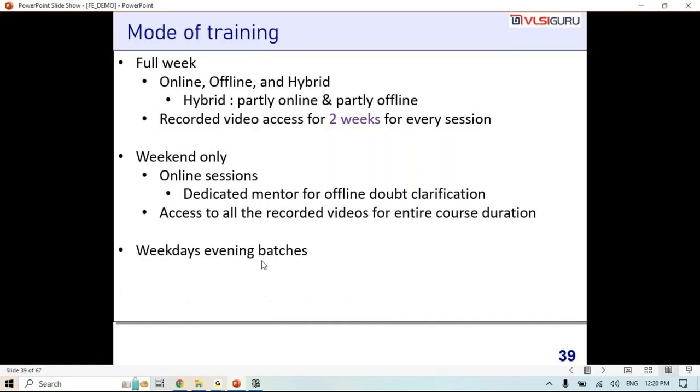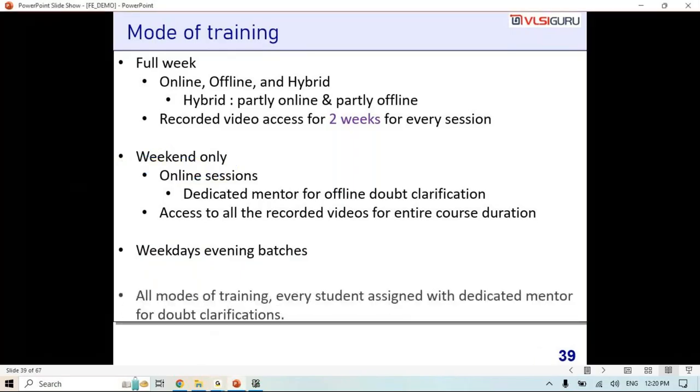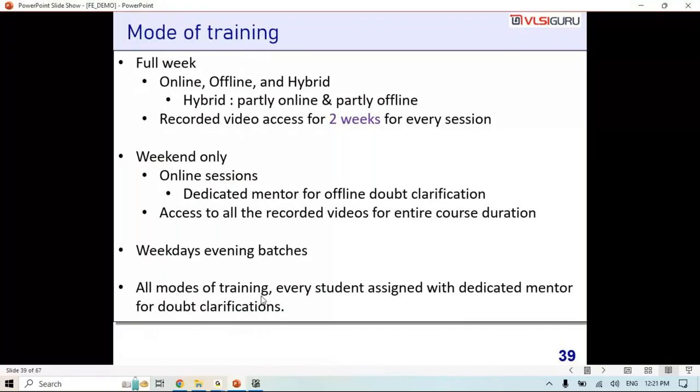The third mode is what? Weekday evening batches. Sometimes working professionals want weekday evening batches, but this is subject to some minimum requirement. We should have minimum 5 to 6 people like that. Only then do we do the evening batches. If there is only one person who says I want evening batches, we don't do it, because we have to see whether it's feasible or not. In that case, that person can do the weekend batch. Next, in all modes of training, every student is assigned a dedicated mentor for doubt clarification.